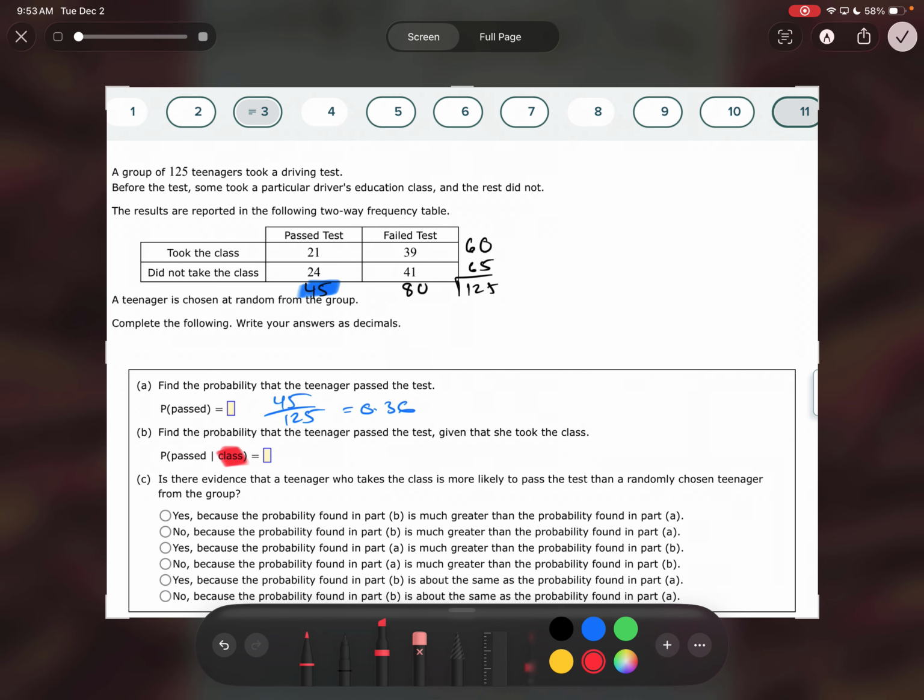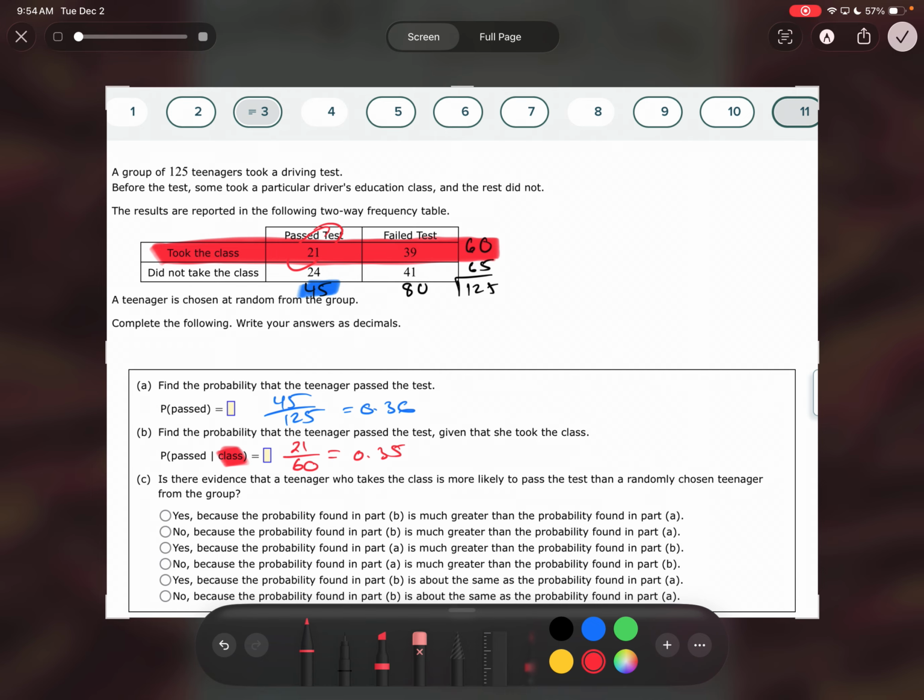What's the probability that they pass the test given that they took the class? So since it says given they took the class, I'm only looking at this row right here. That's the only thing I'm paying attention to. So now the probability that they pass the test out of the people that took the class would be 21 out of 60. Is 0.35.